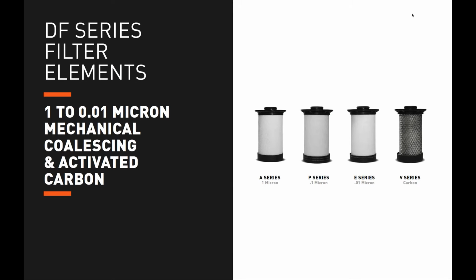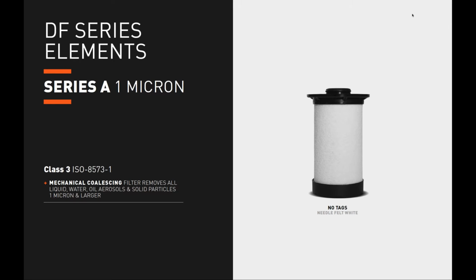DF series air filters offer 4 filter elements for each air filter canister size, ranging from 1 micron to 0.1 micron to 0.01 micron, as well as a carbon filter element. The Series A filter is a mechanical coalescing filter which removes all liquid, water, oil, aerosols, and solid particles 1 micron and larger, providing Class 3 compressed air according to ISO 8573-1. These filters are needle felt white and display a clear base without tags for identification purposes.